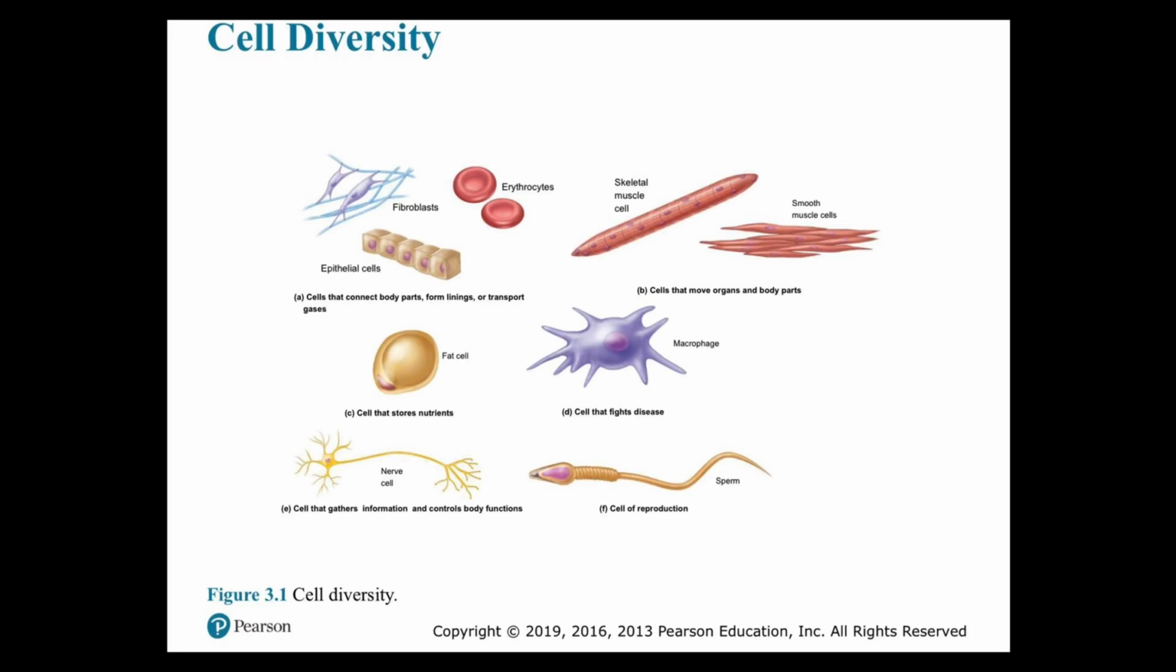In D, we see a cell that is involved in immunity, a macrophage. Macro is big, phage is a big eater. It will attack bacteria and viruses. And E is a cell that is responsible for gathering information and controls body functions, so a neuron. And F shows a sperm cell, which is a cell of reproduction. Notice it's adapted for swimming because it's got a flagellum.